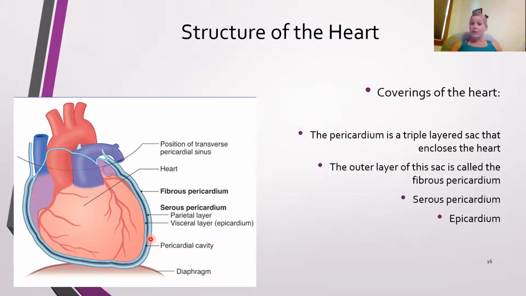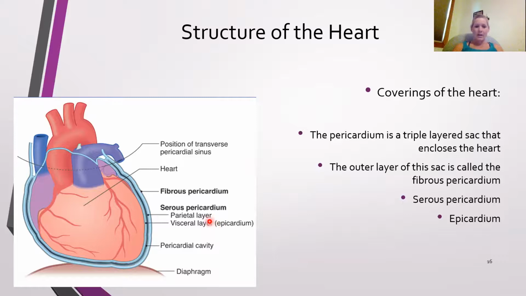Other things to note associated with each of these layers: the fibrous pericardium is made of a dense connective tissue, and that's going to be a protective covering that's pretty strong in nature. The serous pericardium is going to contain serous fluid that's going to help reduce the friction as the heart beats. And then the epicardium, as we mentioned, lies the most deep of these layers, and that's actually going to be made up of the visceral and parietal pericardium.